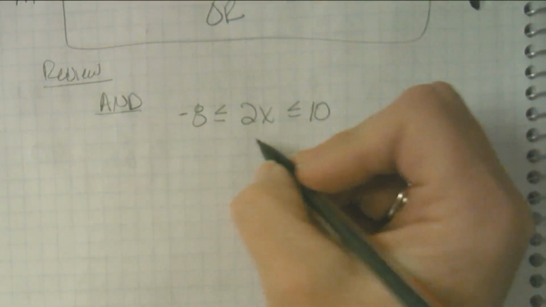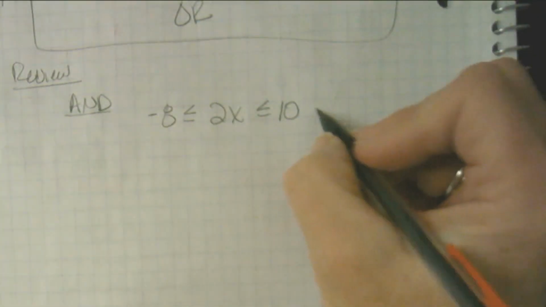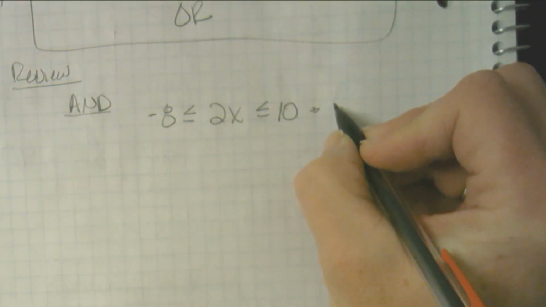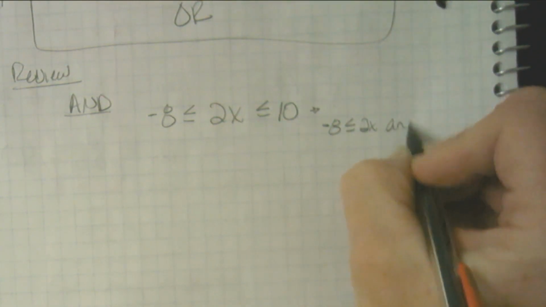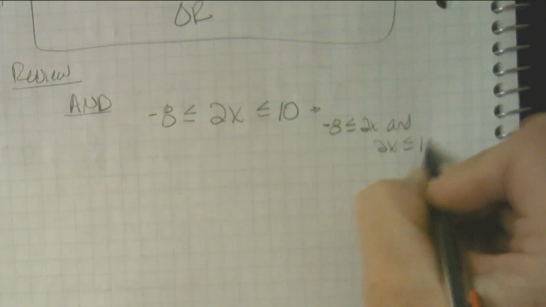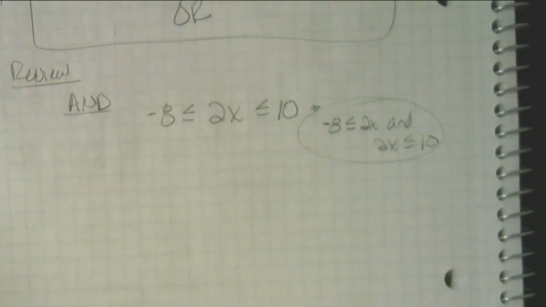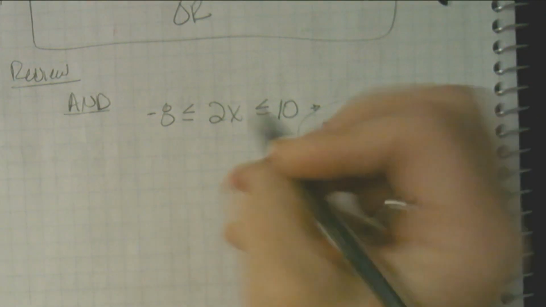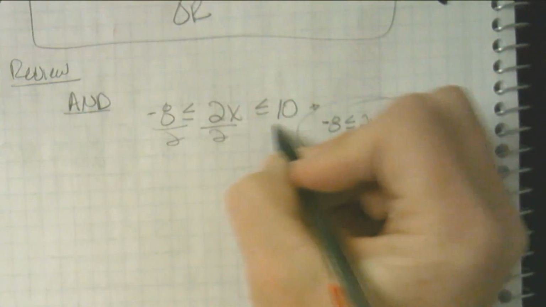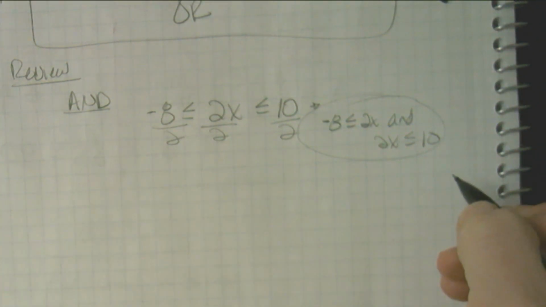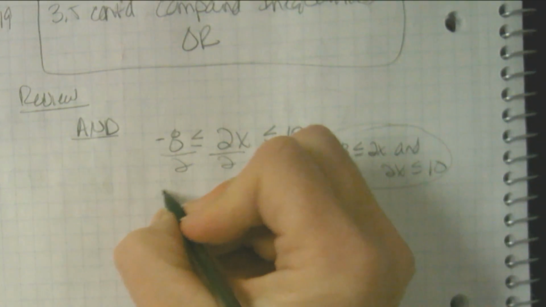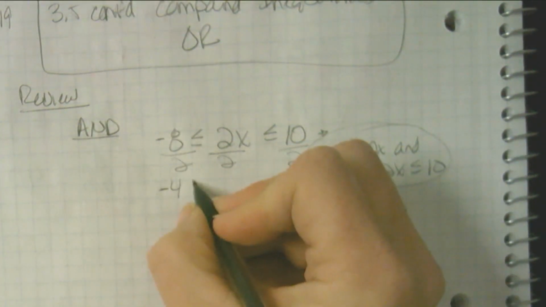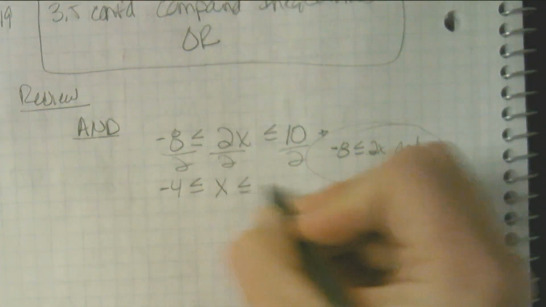I could write this, we're not going to see this often, but you could write this as negative 8 is less than or equal to 2x and 2x is less than or equal to 10. Technically, it could be written like that, but we typically don't see it that way. Just so you know, you could write that. We're going to divide all sides by that 2. It's a positive 2. Everyone's taking notes on this, please. It's a positive 2, so I don't flip my inequality. And I have negative 4 is less than or equal to x, which is less than or equal to 5.